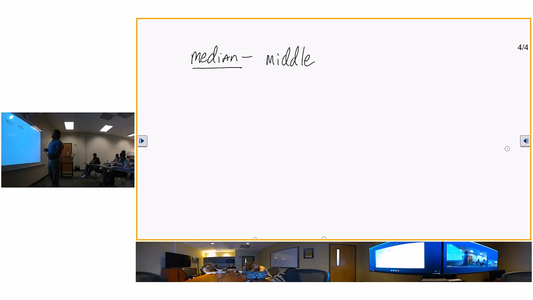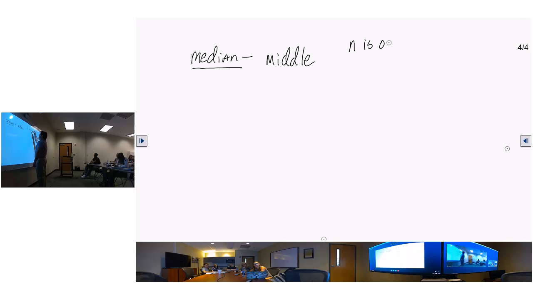Okay? Now, when you're talking about the middle, you have to calculate. There's two ways to find the median, but you have to look at n. If n is odd, you just find the middle.